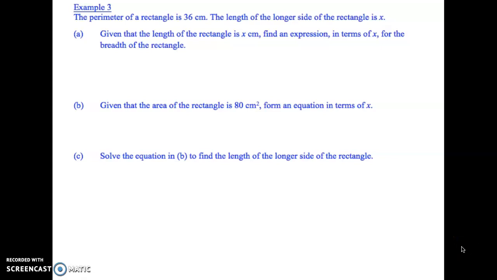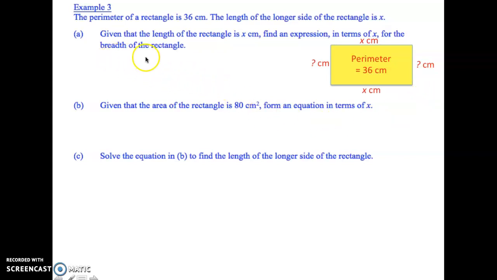Let us now look at example 3. In this question, we are told that a rectangle has a perimeter of 36 cm. We are also told that the length of the longest side of the rectangle is x. So we are going to indicate on this diagram here that the length is x cm on both sides. With this, we'll label the unknown breadths with a question mark on both sides.